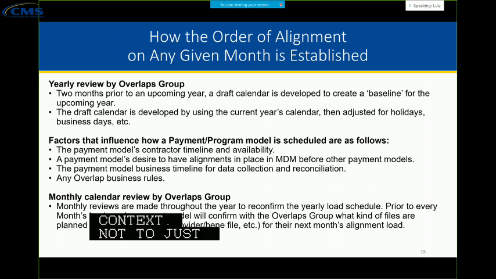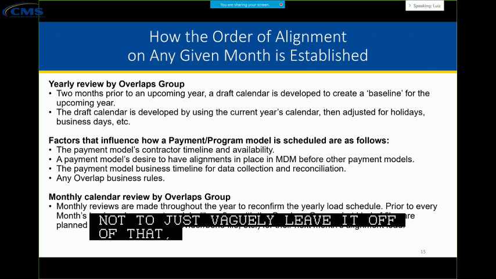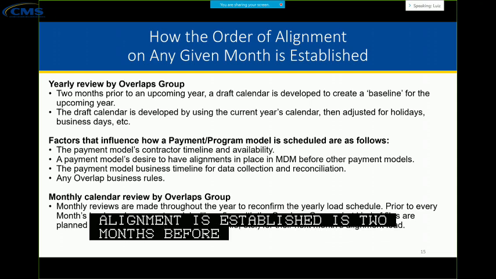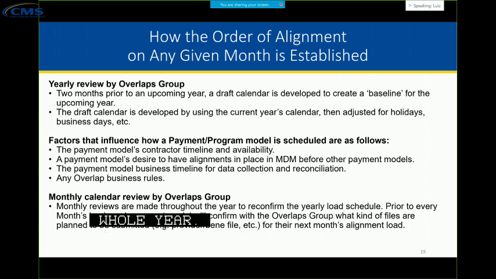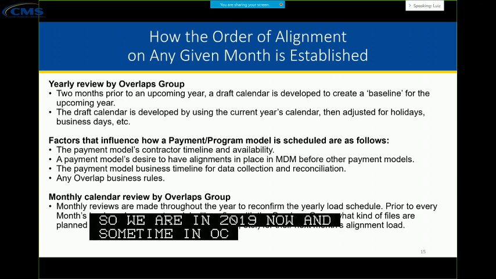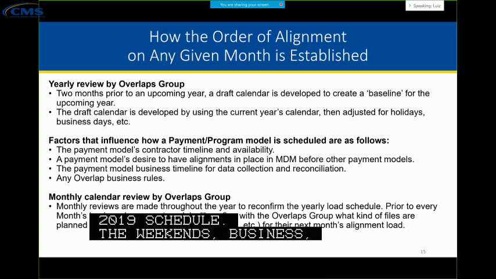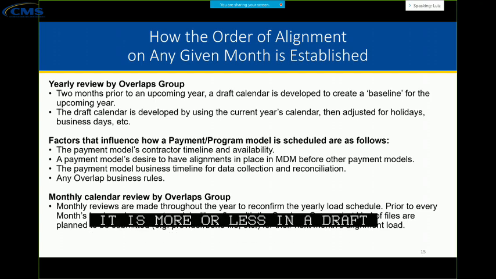Now, generally, how alignment is established is 2 months before the upcoming year, we'll just kind of work out the whole year, the upcoming year. So we're in 2019 now, and sometime in October, we'll just kind of work out the 2020 schedule. And the way that's worked out is based on the 2019 schedule. Now let's shift the weekends, business holidays, and so forth. And it's more or less in a draft form, just to keep it as consistent. That's our baseline. So that's mainly doing the baseline.